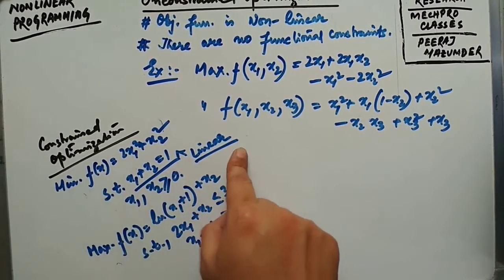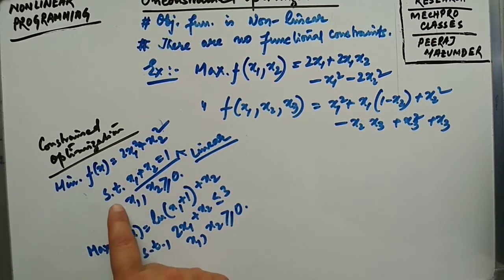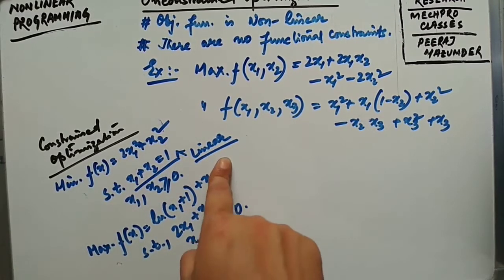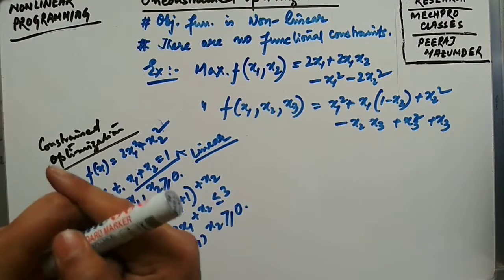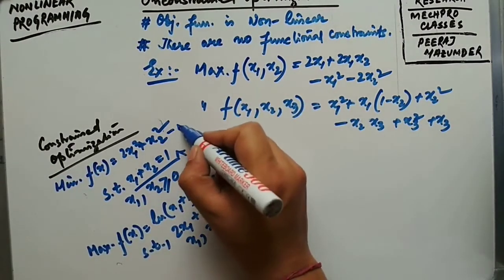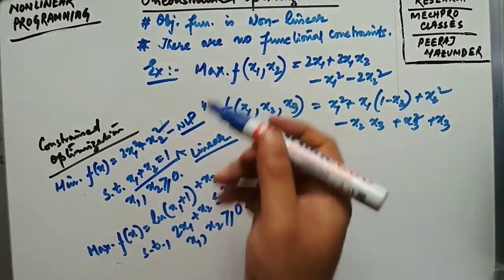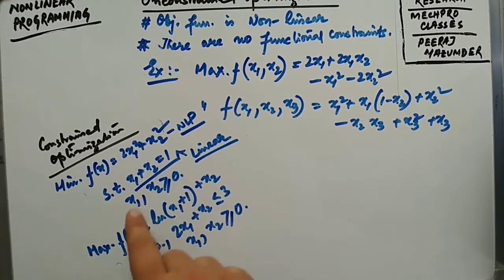Okay, so although it has a constant equation of linear type, its objective function, that is a minimization of f(x), is of non-linear type. This is non-linear type. I can write it over here as non-linear type. Okay, so you can see these are the examples.